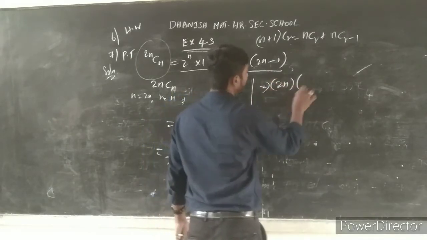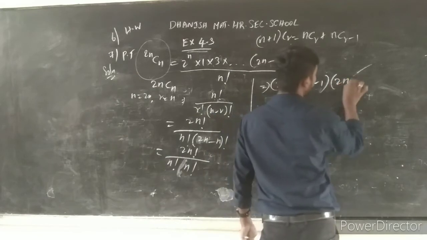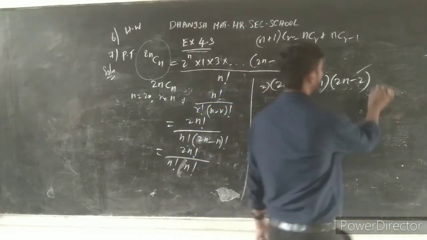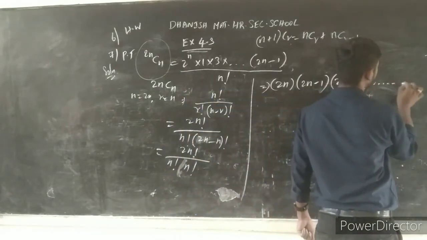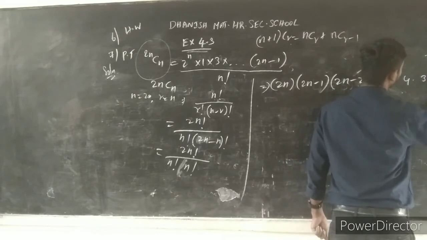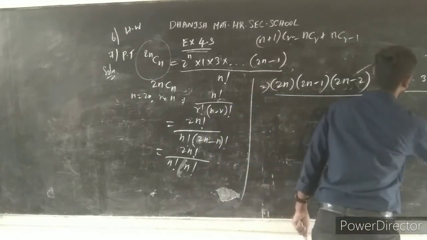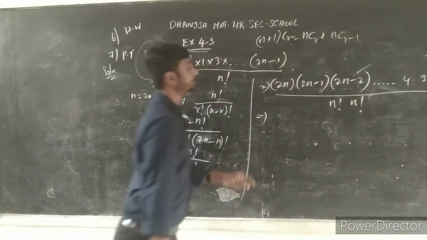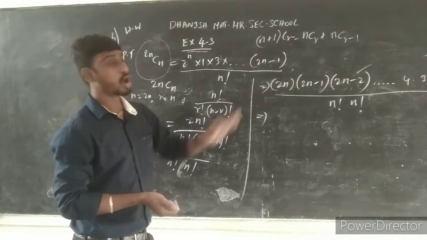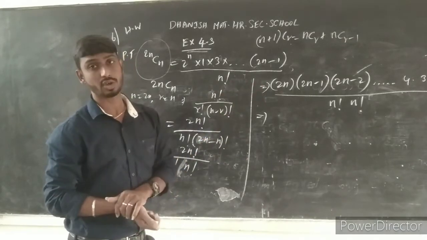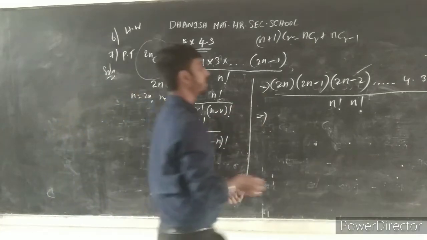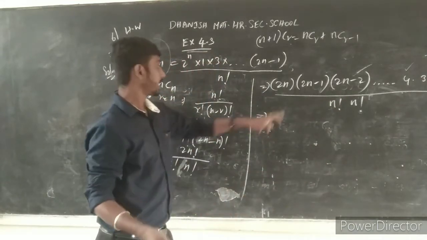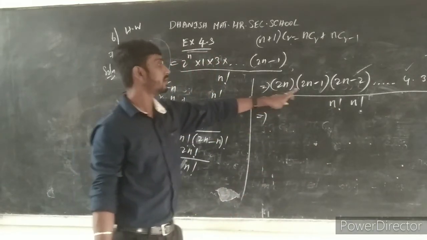So 2n into 2n minus 1, 2n minus 2, going down to 4, 3 into 2 into 1, divided by n factorial into n factorial. Now come here. Now we are going to split this up: odd values on one side, even values combined on the other side. We will take all even values. 4, 2 are even values. That's why we are getting 2n minus 2. This one is an odd value.